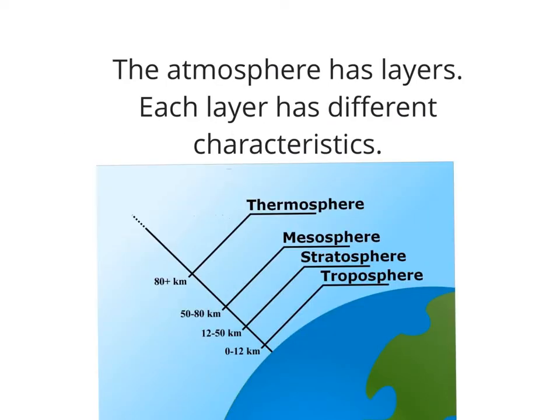If you could travel from the surface of the Earth through the atmosphere into space, you would actually cross through several different layers of the atmosphere. Each layer has its own name and its own characteristics.